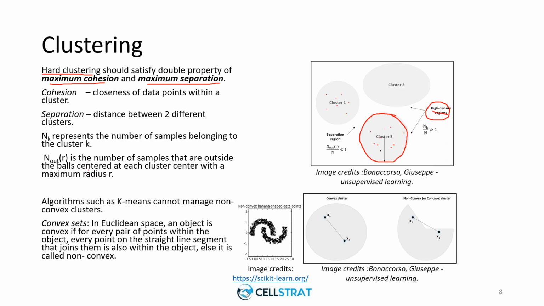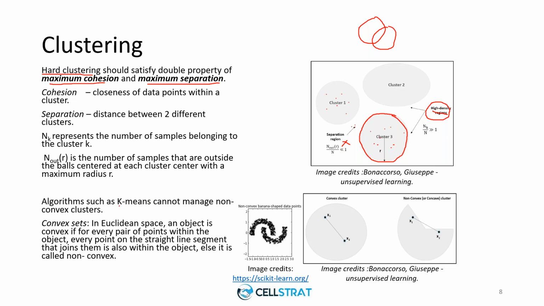So what is the separation region? Here you have n_out by n less than 1. n_out is the number of samples that are outside this circle of radius r. So if the points outside this circle are less than 1, then you know there are no data points and there's a clear separation. But if you had a cluster like this, then definitely it would violate this property of maximum separation, and then you cannot use hard clustering. You have to go with soft clustering. I hope that is clear.